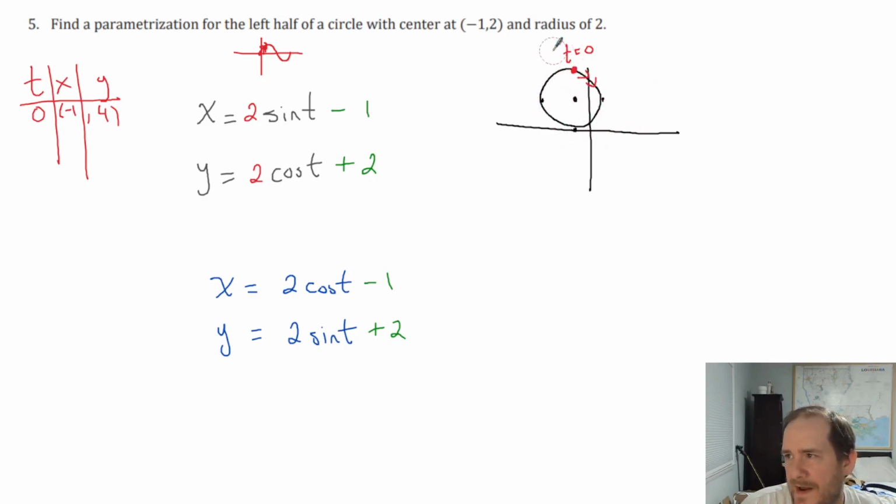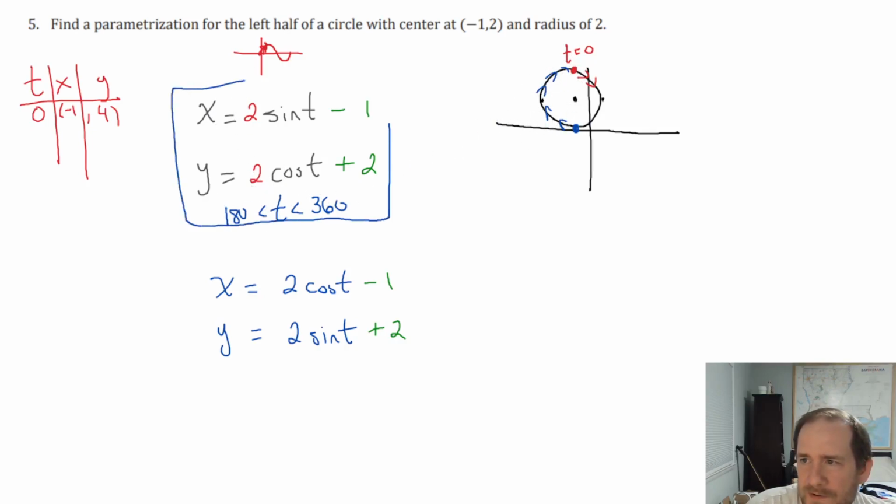So I don't want that half. So what would my parameter interval be? I want the other half. So one way to do this would be just don't start at 0. Let this thing rotate halfway around, and don't start until 180, and don't stop till 360. That would actually start plotting here and keep coming around like this, and it would give you the left-hand side. So this is one acceptable answer.